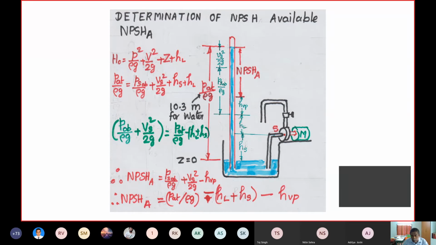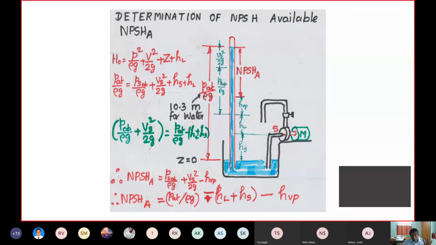That is given by atmospheric pressure divided by rho g. Now this is the absolute head. Now we have to find the absolute head at the point S. At the point S, the total head is again H0, it is P by rho g plus V square by 2g plus Z plus the head loss.